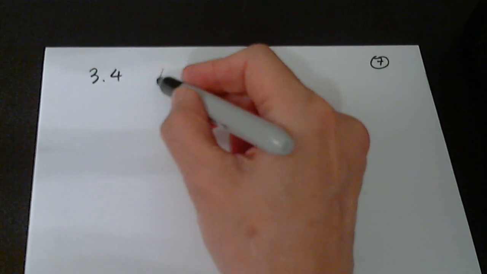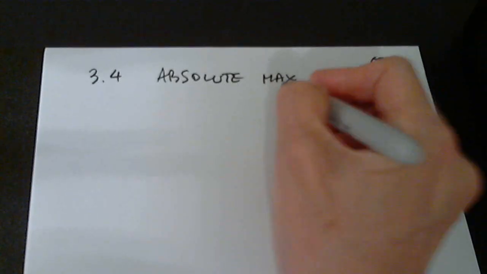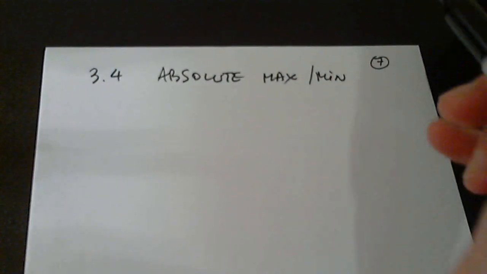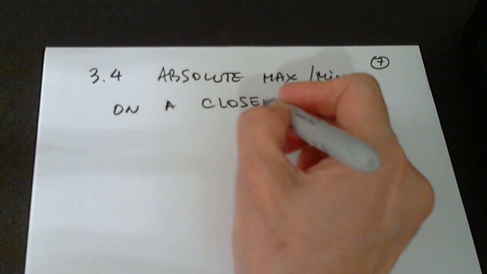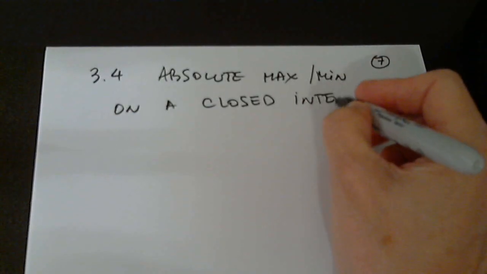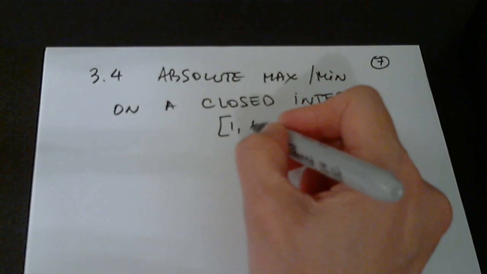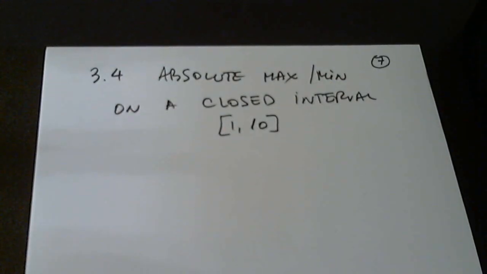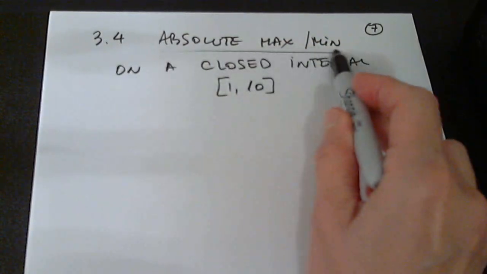In 3.4, we talk about something called absolute max and min on a closed interval. A closed interval can be 1, 10. That's an example of a closed interval. So first of all, let's discuss the absolute max.